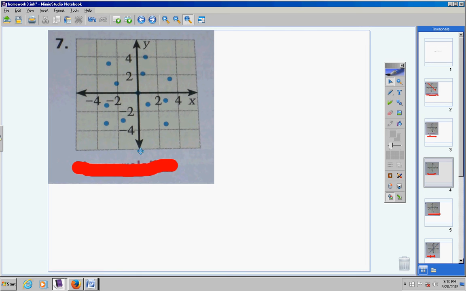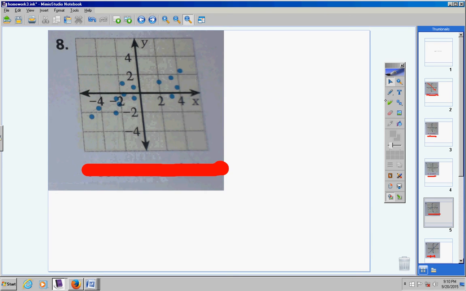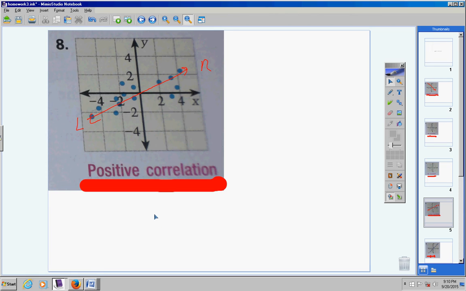Number 7, same thing, guys. Look at that. Just no correlation whatsoever. Number 8. Obviously going from left to right is going up. So we would have a positive correlation. Positive correlation.